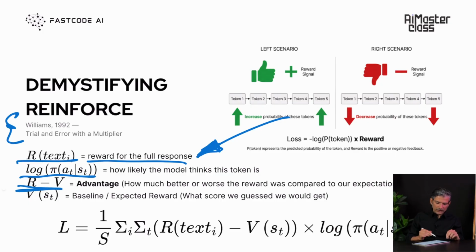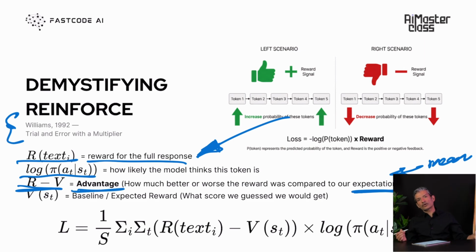We have r minus v, which we call the advantage function: how much better or worse the reward is compared to our expectation. Expectation is just a fancy word for mean. Advantage is again an important word to remember when we talk about reinforcement learning. You can also think of post-training LLMs as a very easy way to get into RL, because you get a hang of the notation and how things work, and then you can do reinforcement learning for robotics and all other things where there is no LLM involved.